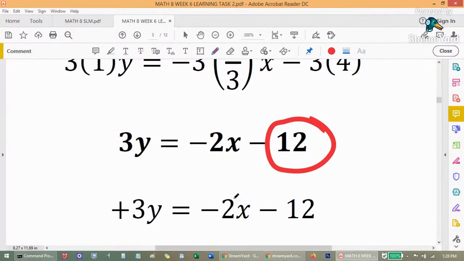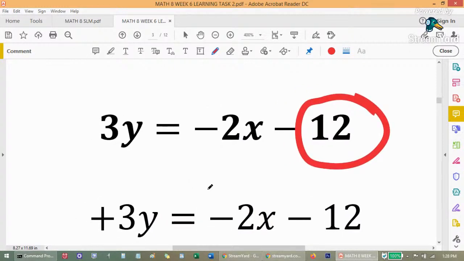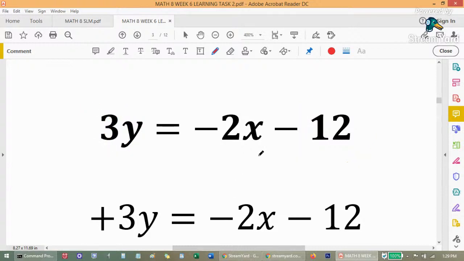Malapit na siya. Problem is, itong y na to ay may coefficient na 3. So gusto nating mawala to. Okay?